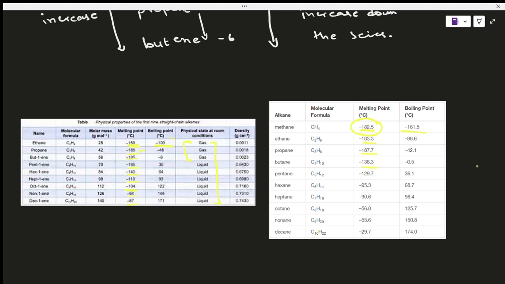Okay, so this is 165, sorry, 165, so this is minus 183. If we talk about this, the boiling point is minus 46, and the boiling point here is minus 88.6. So that's just a different perspective or different kind of thing that you guys might want to know. Okay, so this is the thing about melting and boiling points.